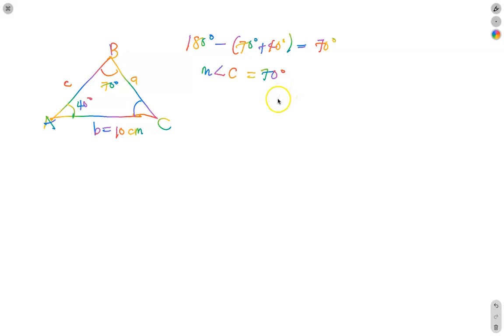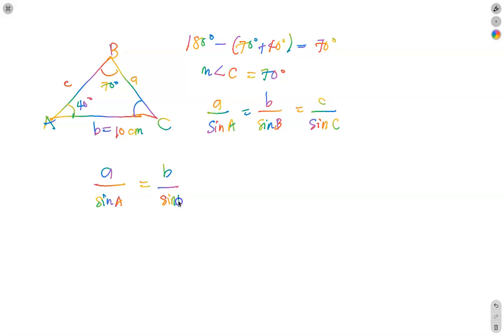Now, the law of sine, because this is case 3, where 2 angles are given with 1 side. The law of sine states that a over sine A is equal to b over sine B is equal to c over sine C. From the original given, we have A and B. So we will use a over sine A is equal to b over sine B.